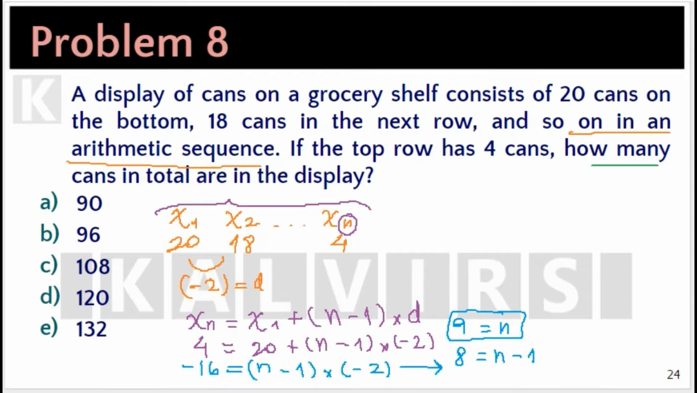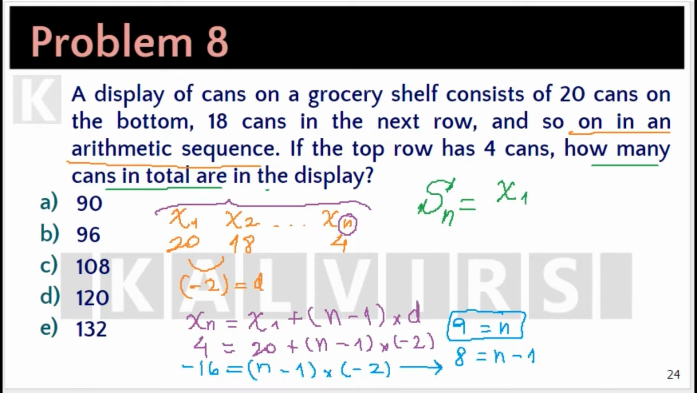Now, the problem wants us to find the number of cans in the display. What formula must we use to find the total number of cans? We need to use the formula of the sum of terms.